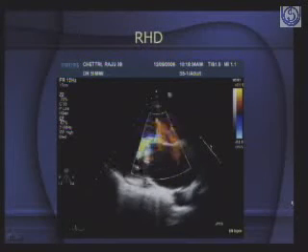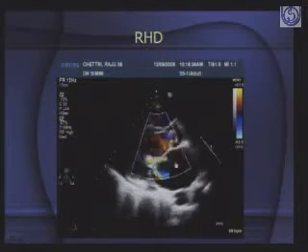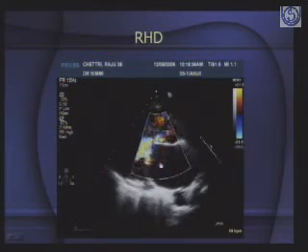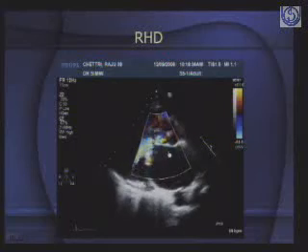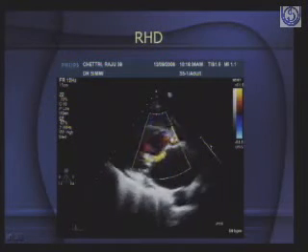For example, look at this patient, rheumatic heart disease. Indirectly or directly, you are also seeing thickening of the anterior mitral leaflet. This itself points out to you that this is a rheumatic etiology. Then the aortic valve is thickened.